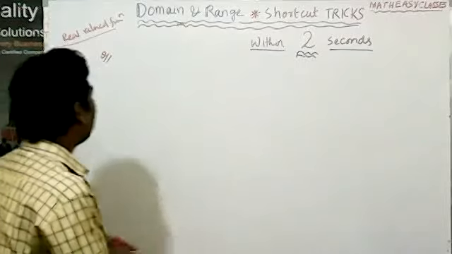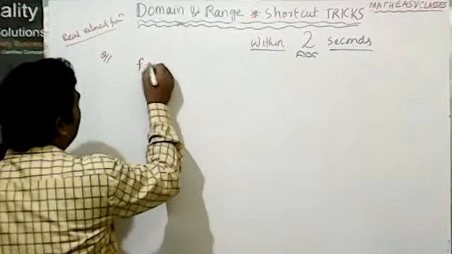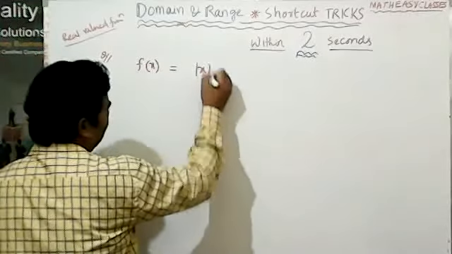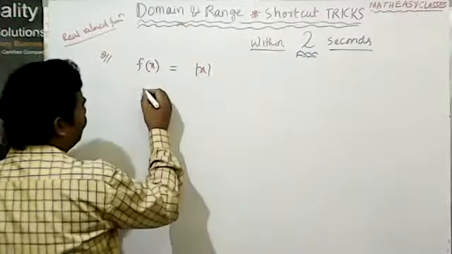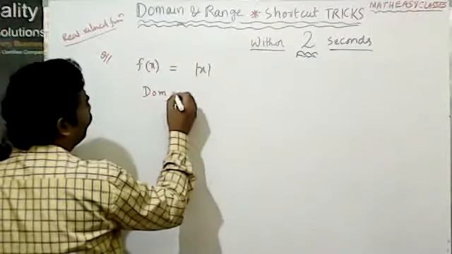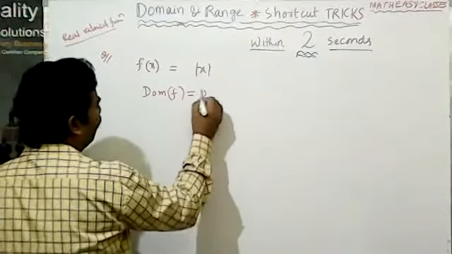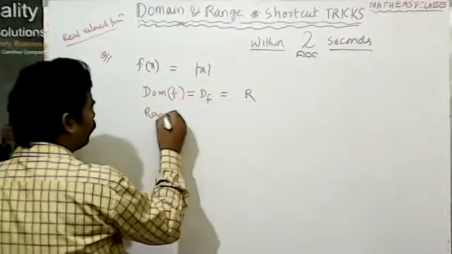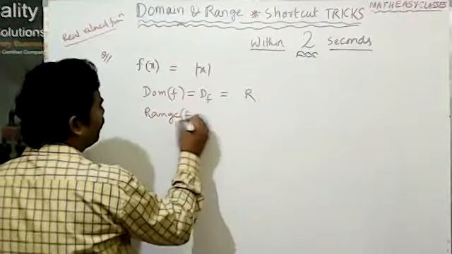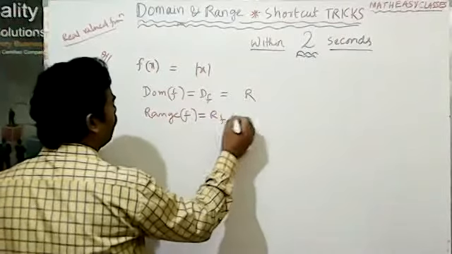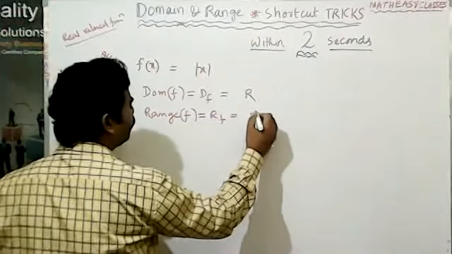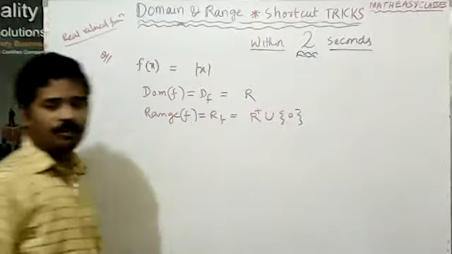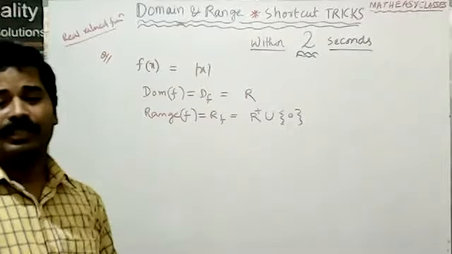Okay, so that's how to find the range very easily. Suppose the function is f(x) = |x|. Here the domain of the function, Df, is the real numbers. And the range of the function, Rf, is the non-negative reals, that is, including 0. So this is simply how you can do it.